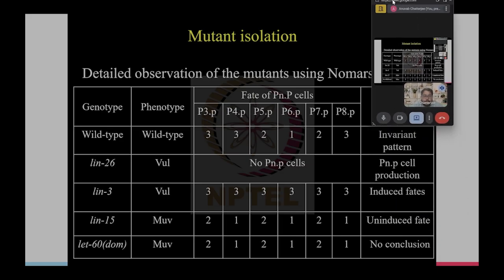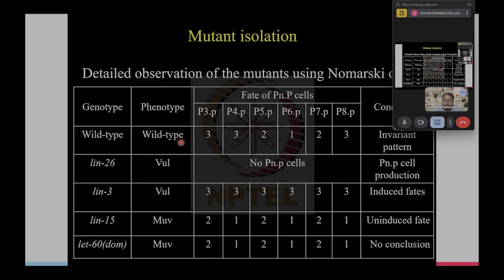So what they did is that they looked at the wild type and they saw that always the P6P cells had the primary fate, P5P or P7P had the secondary, and everything else had the tertiary fate. So they knew that the pattern of cell division was invariant and a particular cell will always know what to do. When they looked at the lin26 mutant, which had the vulva-less phenotype, they figured out that no PNP cells were formed.